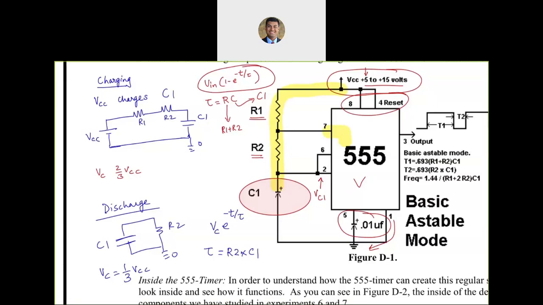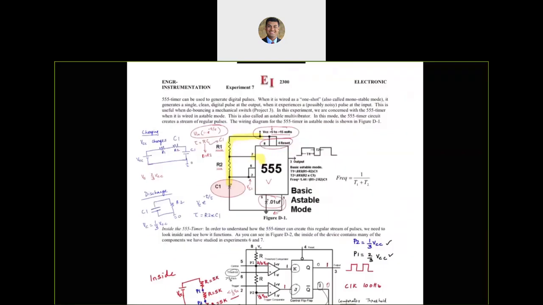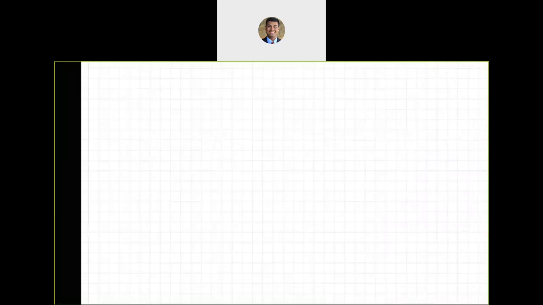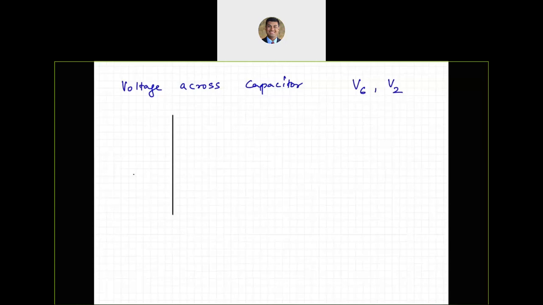So if we just try to sketch the voltage across pin 6 and pin 2, they are both the same. How will it look? Well, if I just take a look at the voltage across the capacitor, which is essentially monitored by pin 6 and pin 2, they are both the same in this case. What is going to happen? Well, you have, let's say, a time axis over here, and let's say your VCC is 9 volts, for example.